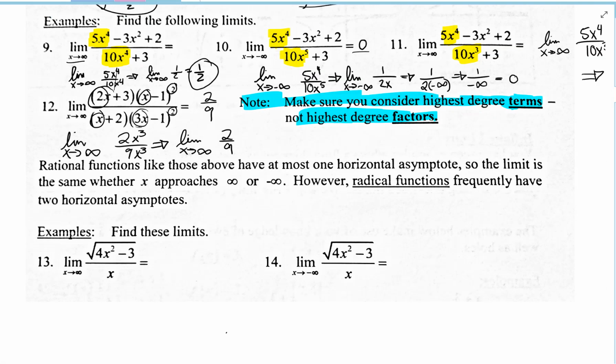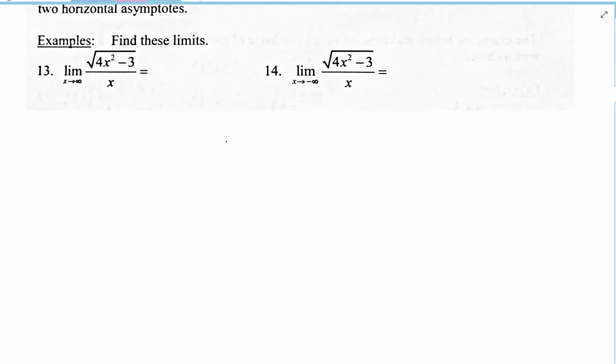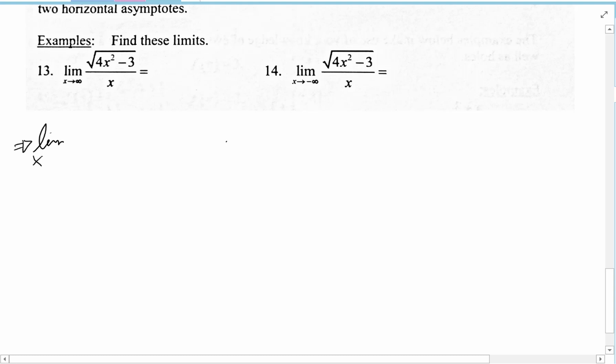Rational functions like those above have at most one horizontal asymptote, so the limit is the same whether x approaches infinity or negative infinity. However, radical functions frequently have two horizontal asymptotes, so you could possibly get a different result approaching positive infinity than you do approaching negative infinity. Again, we're still just most concerned with those terms of higher degree. So this is similar to finding the limit of, I'm going to just cut off the rest of that.